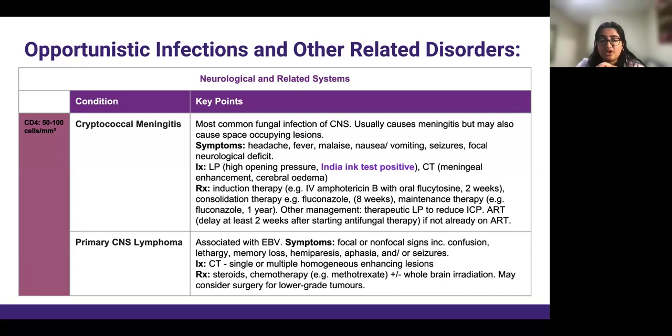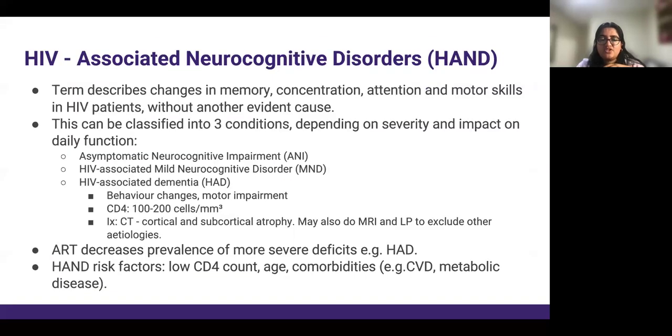In order to manage primary CNS lymphoma, you'd want to give steroids and chemotherapy, and depending on the size, you may want to do surgery to resect the affected part of the brain. So this is something you can read in your own time. I didn't really come across it during my revision last year.